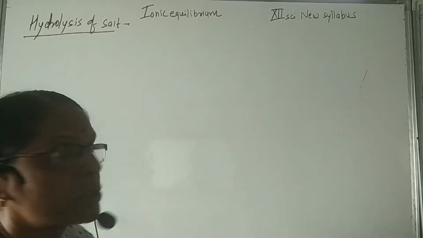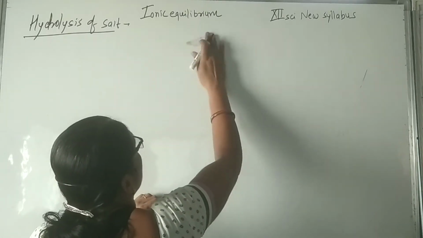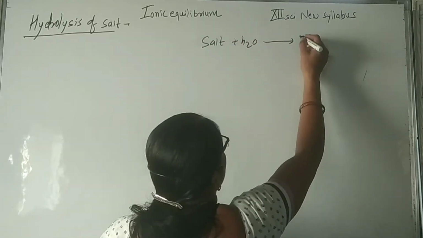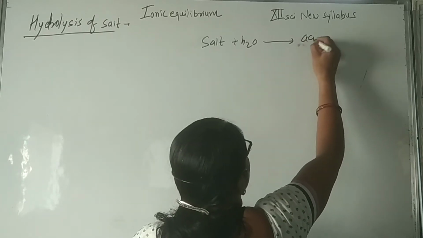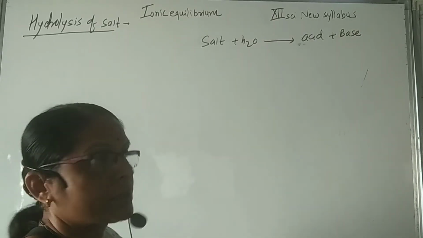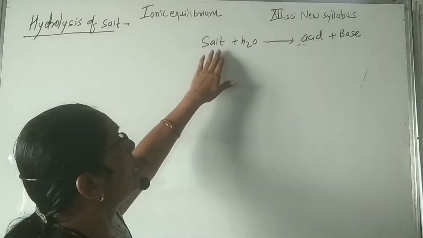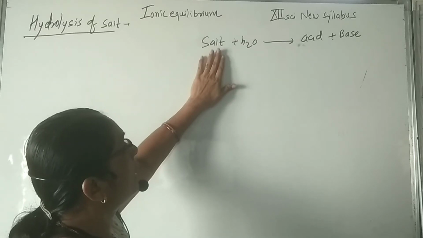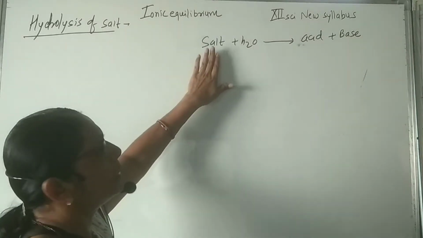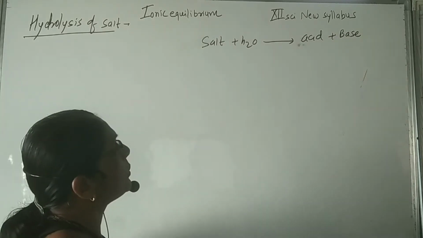Now we consider the process of hydrolysis. So what is hydrolysis? Hydrolysis is a process in which a salt, when dissolved in water, can be dissociated into the corresponding acid and base. Depending upon the nature of the salt, the acid and base may differ. Suppose a salt is made up of a weak acid and weak base, then the corresponding acid and base are weak. If the salt is of a strong acid and strong base, the corresponding acid and base are strong. So what happens in the process of hydrolysis?